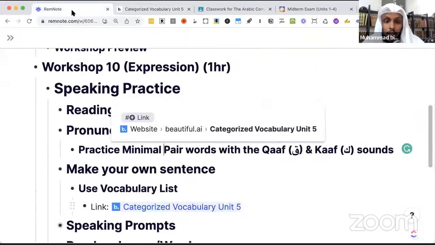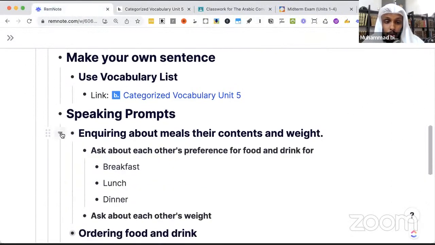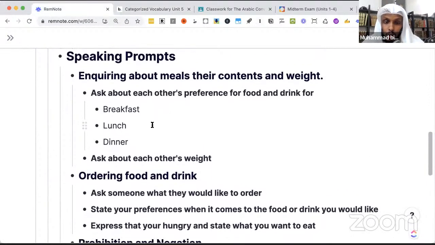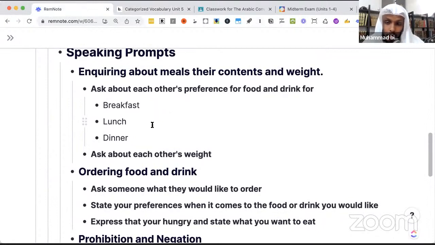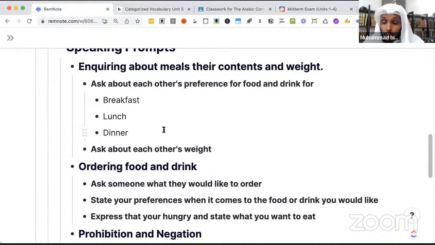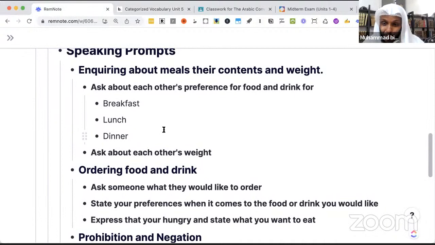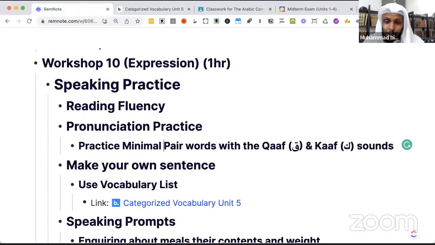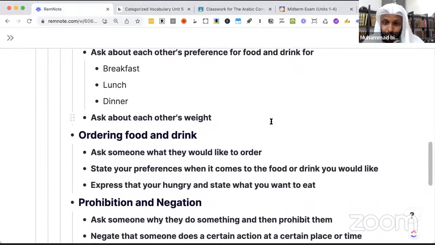The other one that we have is speaking prompts. You just look at the speaking prompts and you have a conversation with one of your classmates, inshallah, and you can use the speaking prompts to push you in the right direction so that you know what to talk about. You can ask about each other's preferences for food and drink, for breakfast, lunch, or dinner. You can ask about each other's weight. Yes, I know that might be inappropriate in Western culture. But if you want to do that, you can say ma waznuk or ma waznuki. And again, you don't have to answer with your real weight, okay? This is just practice. Just the way that sometimes we use different genders and we make up names and countries to practice for learning purposes, you can do the same thing here. You don't feel obliged to say your real weight.